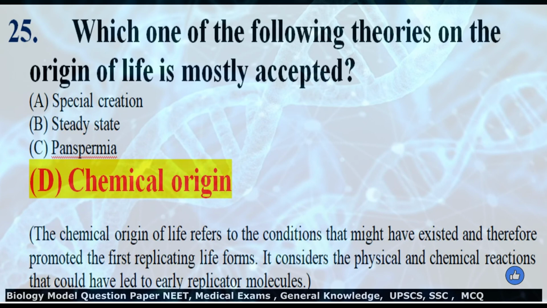Question number 25. Which one of the following theories of the origin of life is mostly accepted? Answer D. Chemical origin. The chemical origin of life refers to the conditions that might have existed and therefore promoted the first replicating life forms. It considers the physical and chemical reactions that could have led to early replicative molecules.